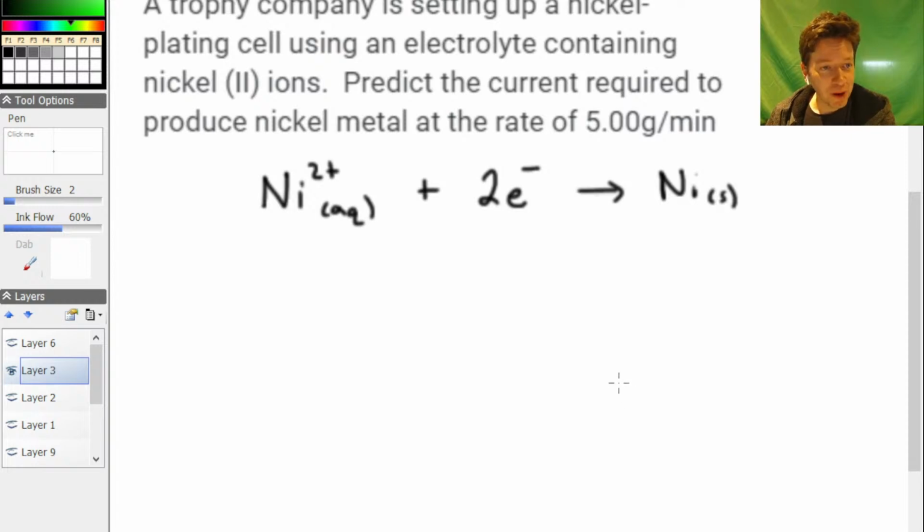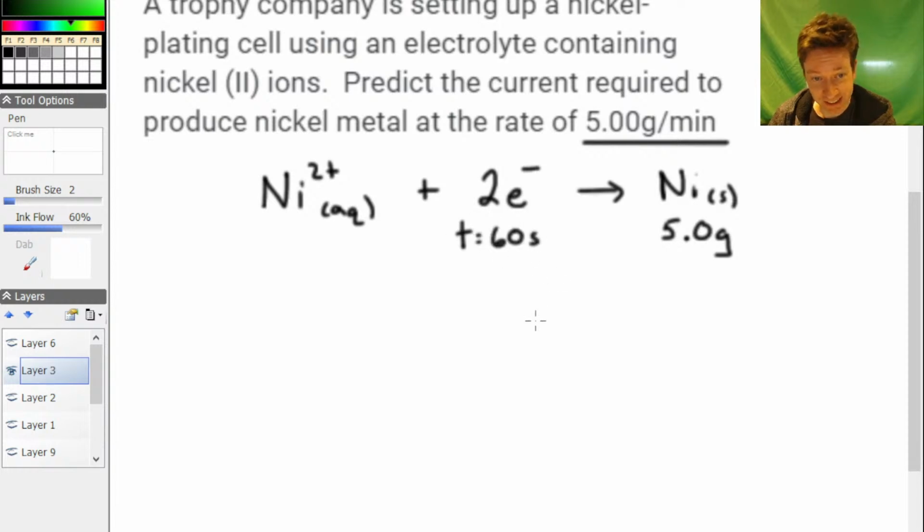All right, let's write what we know. So this part is what's tricky here. 5 grams per minute. That's not telling us one piece of information. That's telling us 2 pieces of information. The first is that we are getting 5 grams of nickel in a time of 1 minute or 60 seconds. Okay, so that's giving us two pieces of information.